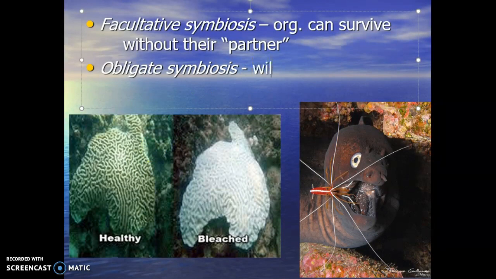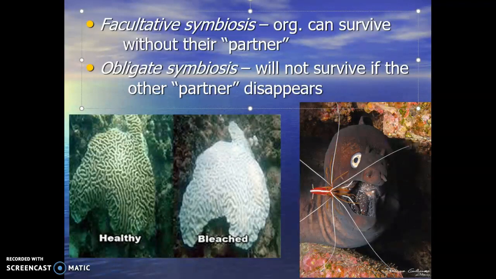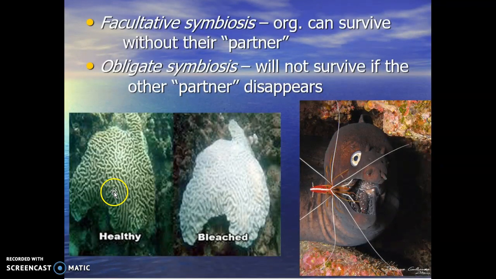Now, in obligate symbiosis, the way it works is you will not survive if the other partner disappears. You're dead. So, coral bleaching. We have healthy coral on the left down here, and we have coral that's been bleached. The zooxanthellae leaves the coral, and the coral is going to die. It cannot grab enough food out of the water to support itself, to survive, and to be sustained. So it dies. That's obligate symbiosis. You are obligated or dependent upon your partner for your survival. Long-term, that can be problematic if your partner disappears.